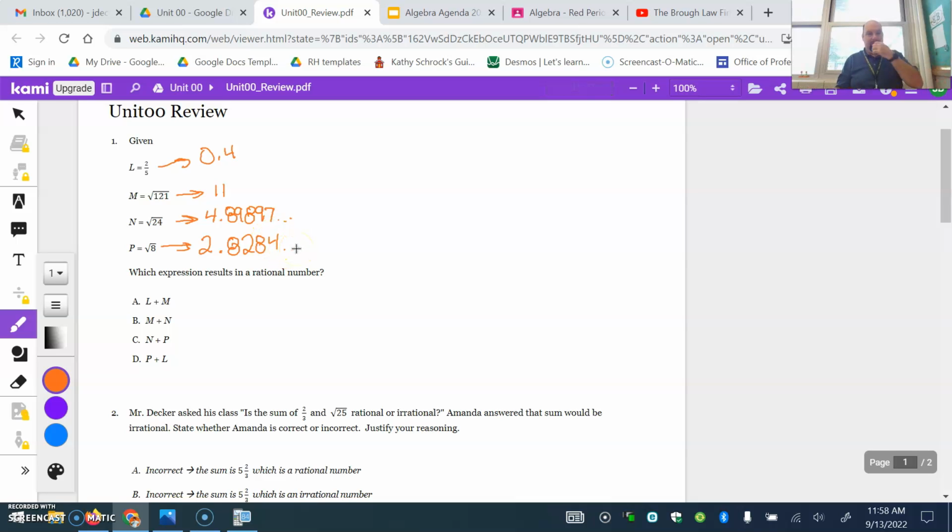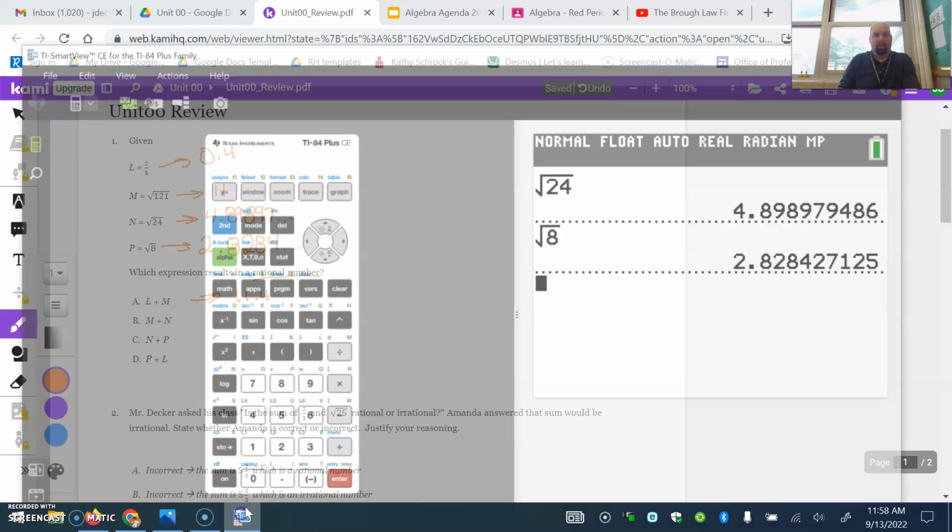Okay. Now, my next step was to go ahead and start adding them and then answer this question: which expression results in a rational number? Remember, there's a few ways you can test for this. I took the first one, and adding 11 and 0.4 is actually really simple, and you end up with 11.4, which seems like, hey, that's a rational number.